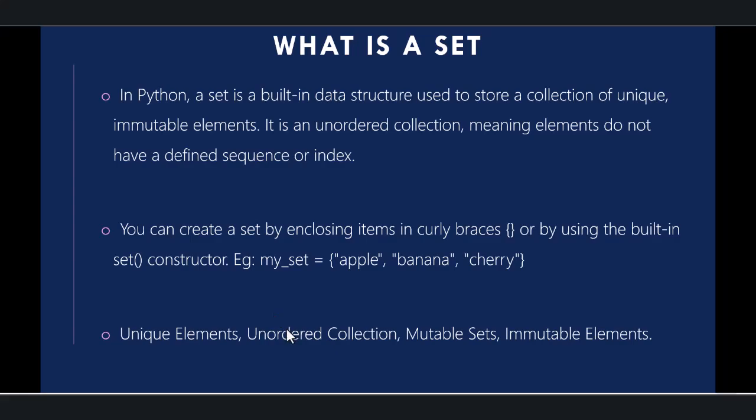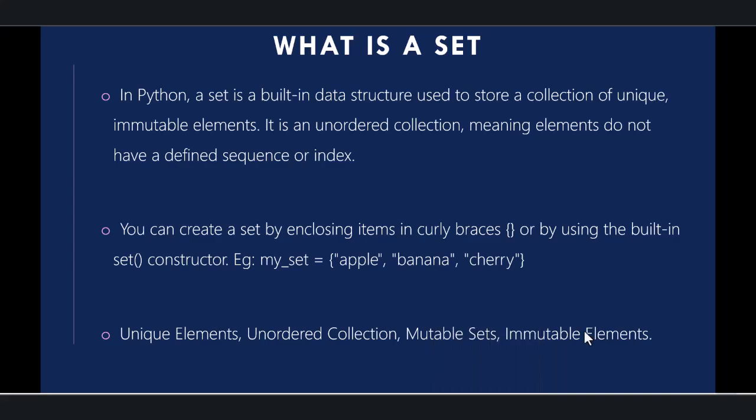Unordered collection is nothing but, as I said here, it does not have any fixed position. We cannot access the set elements using index values or keys like we do in lists and dictionaries. In that way, we cannot use any positions in sets because they are stored in an unordered way. Mutable set is nothing but we can add or remove items from the set. There are methods for that, like the add method or the remove method. By using them, we can add or remove elements from the set.